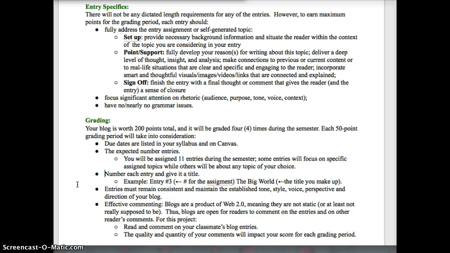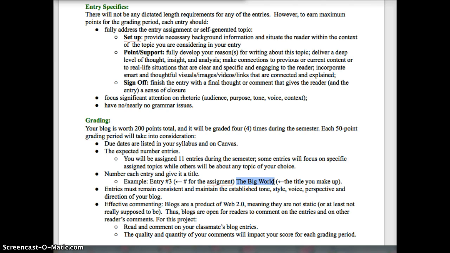To ensure that I can give you credit and that I know which of your entries is in response to which blog assignment, you need to number each entry and give it a title. If you are responding to blog entry number 3, then you will make sure that the title of that post says number 3, and then of course the title for that entry, whatever it is that pertains to the topic that you're writing about.